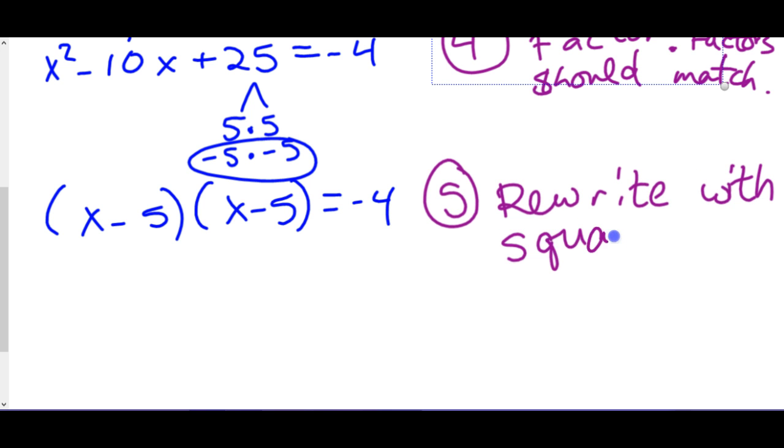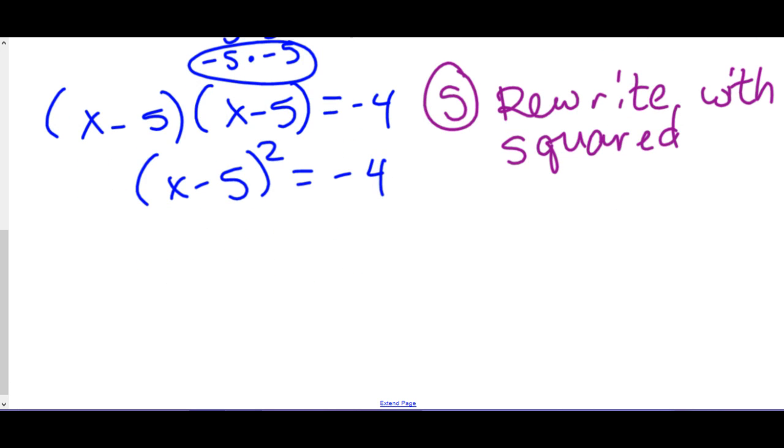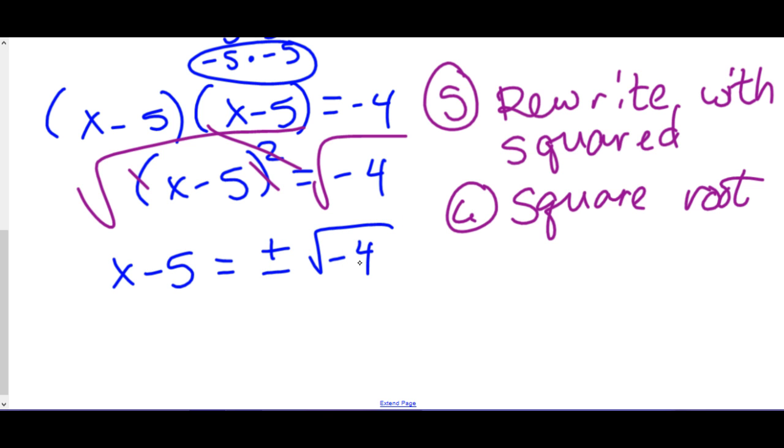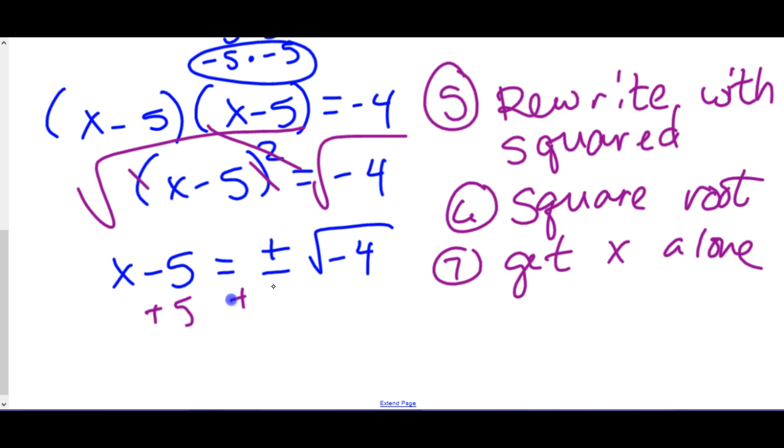So we want to rewrite it with squared. x minus 5 to the second. Now we should square root both sides. We know the 2 cancels with the square root symbol and the parentheses go away. We know it should always be plus or minus square root of negative 4. I'm going to get x alone now, which means I have to add 5 to both sides.